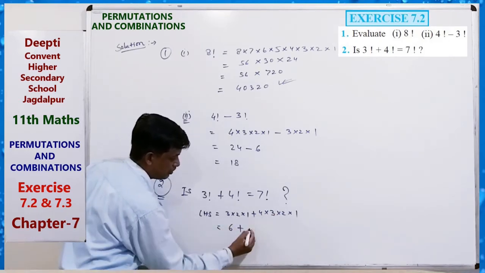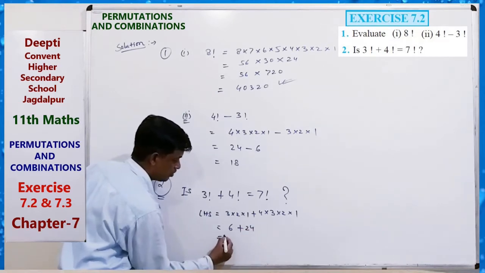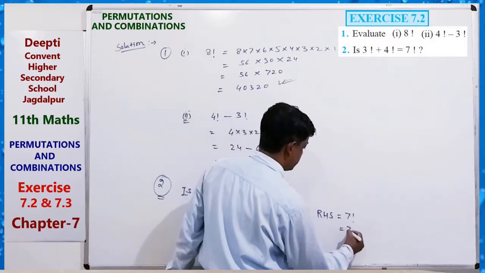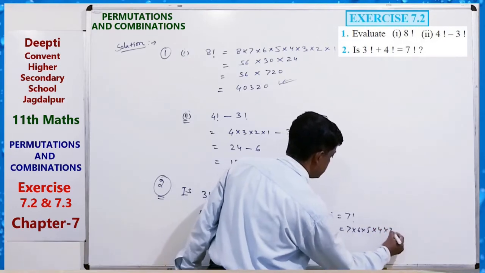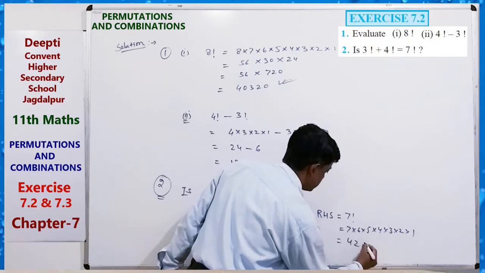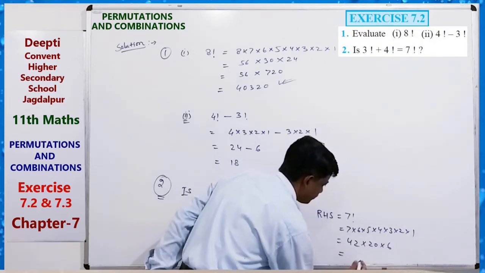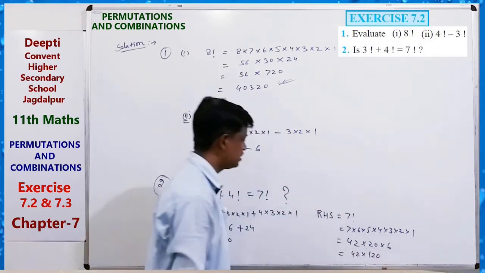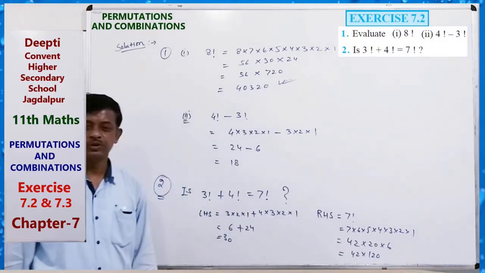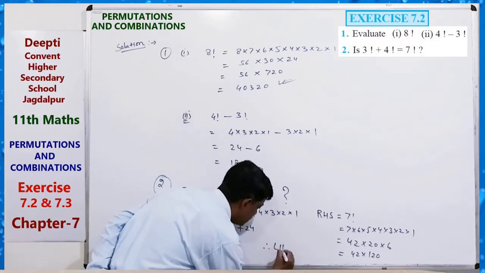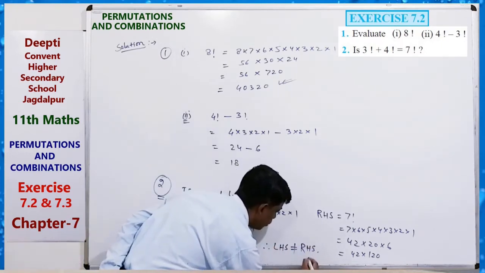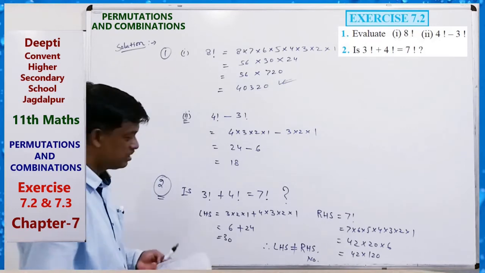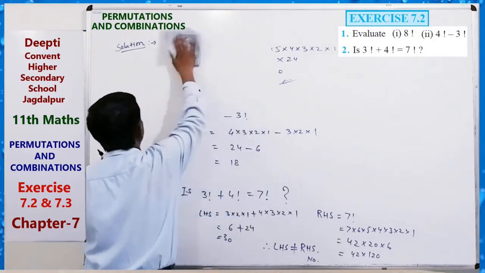6 plus 24, that is 30. And right hand side is 7 factorial: 7 into 6 into 5 into 4 into 3 into 2 into 1, which is 42 into 120. So left hand side is not equal to right hand side. That is, not true. But for finding values of factorial, you have to practice finding the value of factorial.